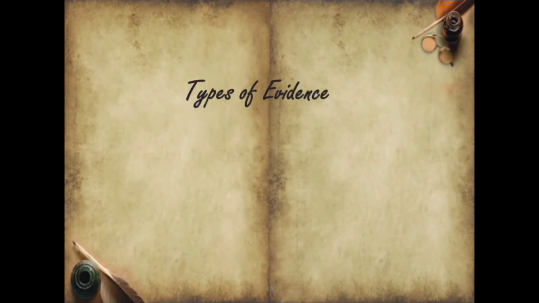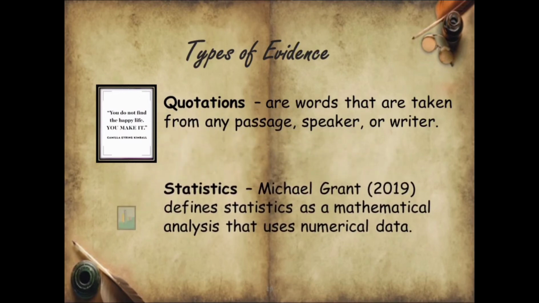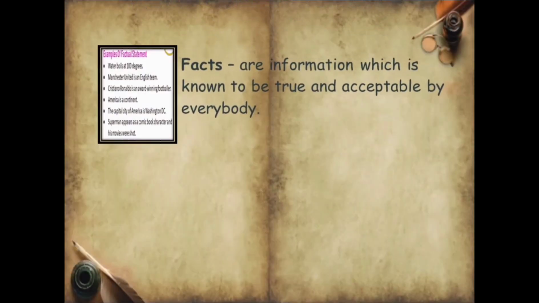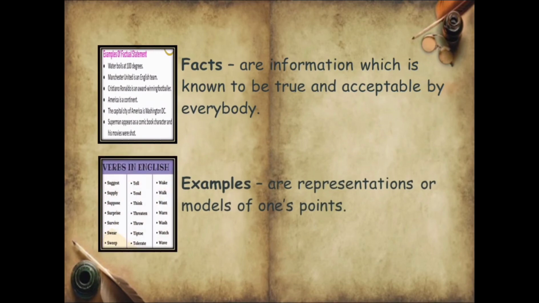We have different types of evidence. First, quotations. These are words that are taken from any passage, speaker, or writer. We presented this in our previous activity. Next, statistics. These are mathematical analysis that uses numerical data. It teaches people to make accurate conclusions about a population. Next type is facts, or information which is known to be true and accepted by everybody. For example, the Philippines is a tropical country. Next, we have examples or representations or models of one's points.